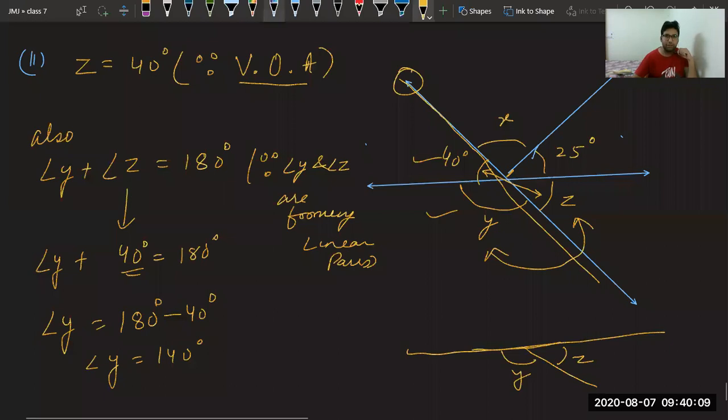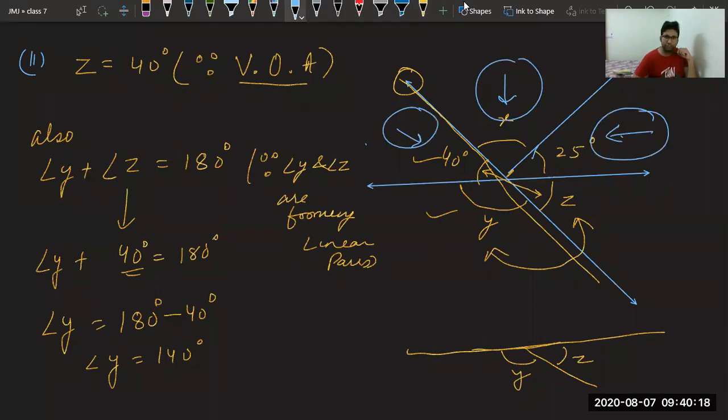Now, we will see how to find x. For that, please observe this x, this 40, and this 25. These three, x, 40, and 25, are forming a straight line. So what we can do? We can add them and say they are forming a linear pair. They are also adjacent angles. Let me write for you. First, let me rub this. One second, I'm rubbing this.